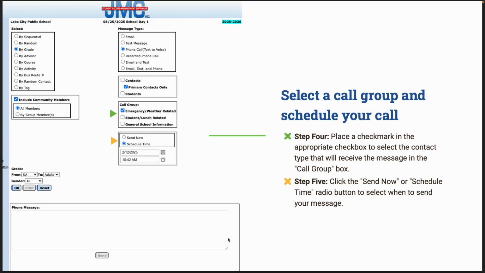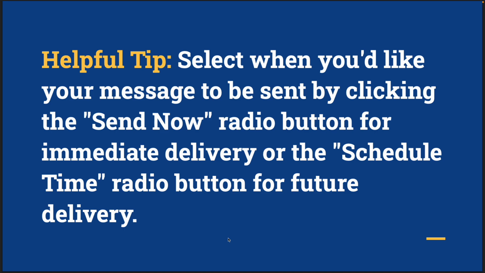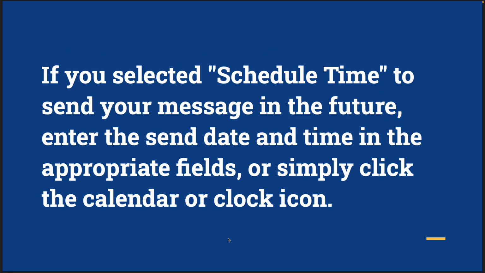Step 5, click the Send Now or Schedule Time radio button to select when to send your message. Helpful tip, select when you'd like your message to be sent by clicking the Send Now radio button for immediate delivery or the Schedule Time radio button for future delivery. If you selected Schedule Time to send your message in the future, enter the send date and time in the appropriate fields or simply click the calendar or clock icon.